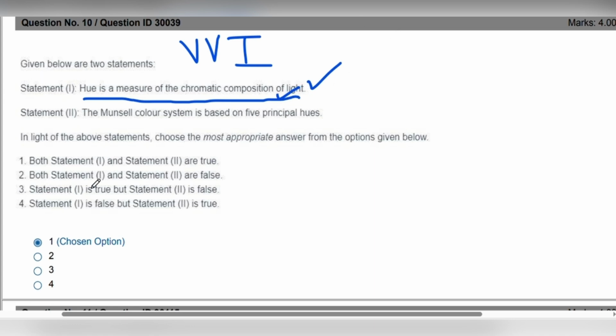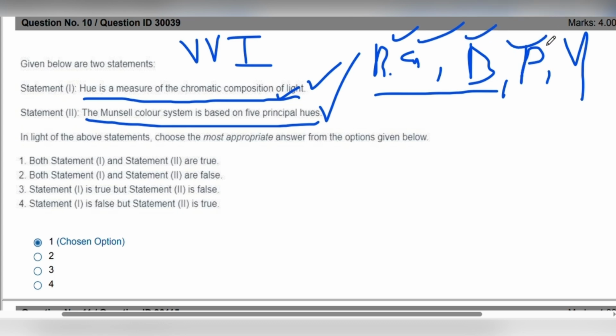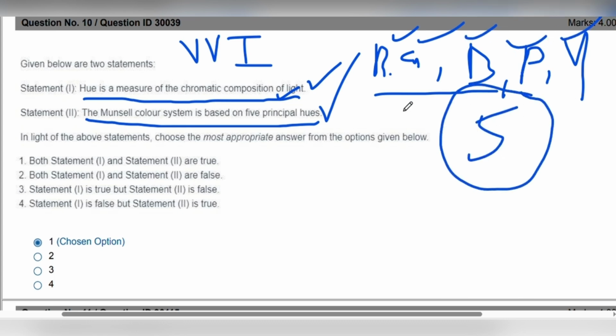And statement 2 is the Munsell color system is based on 5 principal hues. This is also true. What are the 5 principal hues? Red, green, blue. We know these are the primary colors, RGB. Along with this, there is purple and yellow. So red, green, blue, purple and yellow. These are the 5 principal hues which are used in the Munsell color system. So both the statements are absolutely correct and the answer will be option 1.